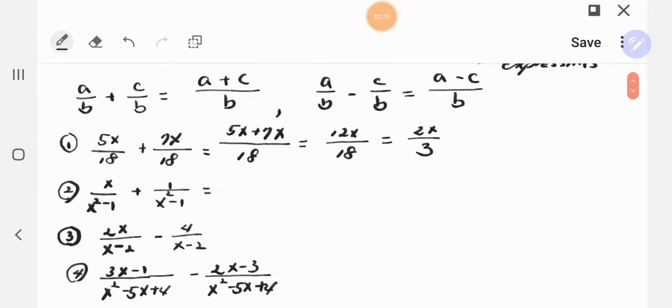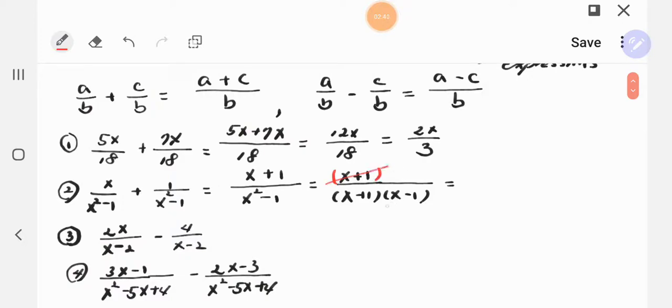The second example has the same denominator, x squared minus 1, so we add the numerators, x plus 1, and then simplify. The denominator is a difference of squares. So x squared minus 1 can be written as the product of x plus 1 and x minus 1. And x plus 1 is one whole factor, so we can cancel it out.